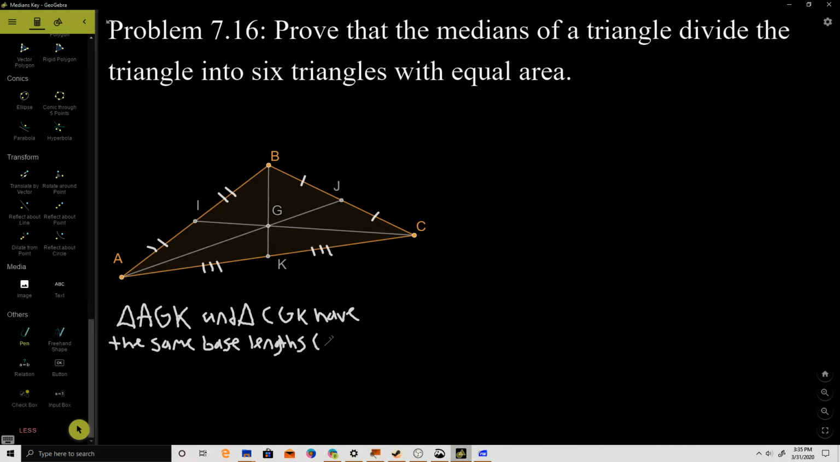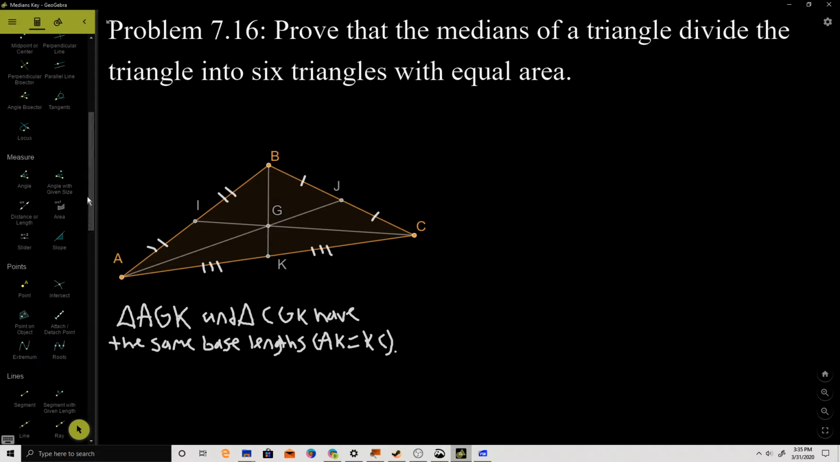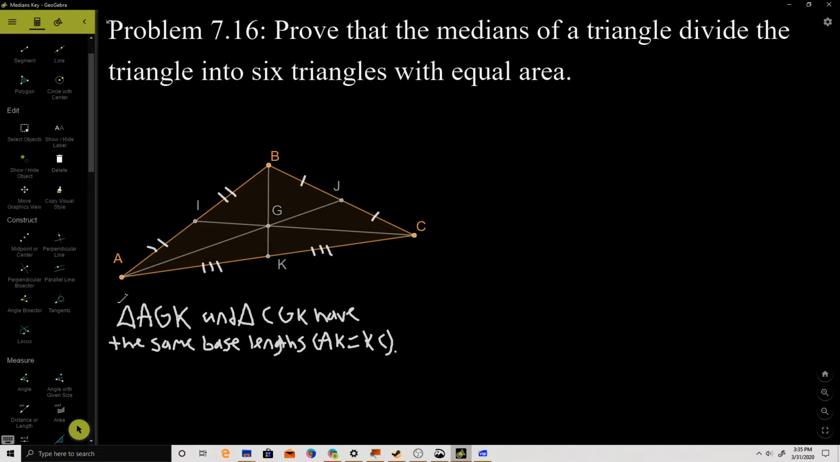The fact that AK is equal to KC. Now, I need to show, do they have the same height? Well, the height is from the top point of the triangle straight to the bottom. So, what is the top point of AGK? Well, if AK is the base, G must be the top point.